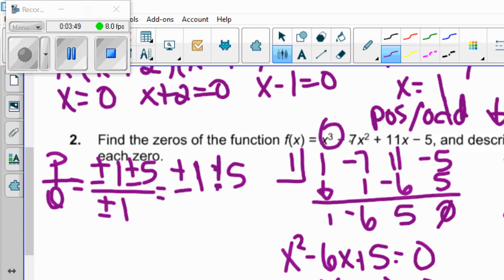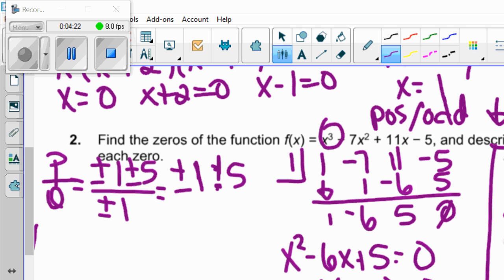Therefore, if it's an even multiplicity, that means it touches the x-axis. The graph touches the x-axis and turns back here at x equals 1. Then I have x equals 5. It had an odd multiplicity, so I know that my graph crosses the x-axis. So those are my answers. Describe the behavior of the graph for each zero.